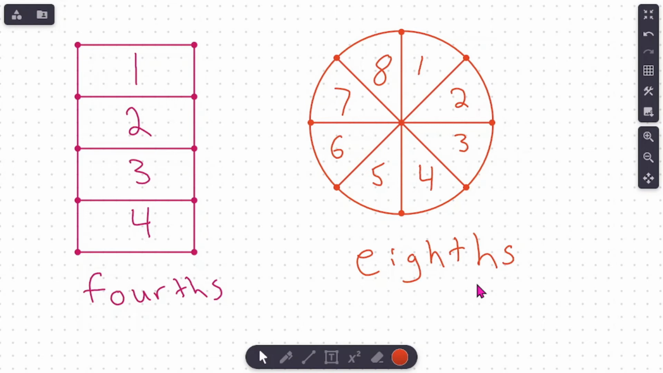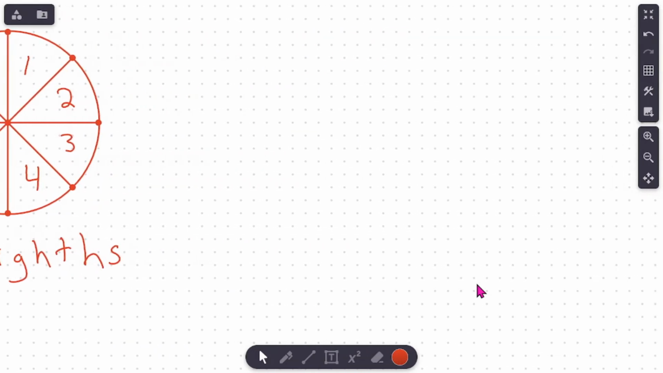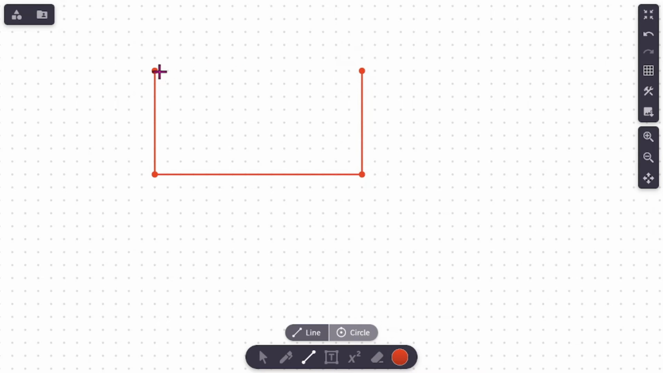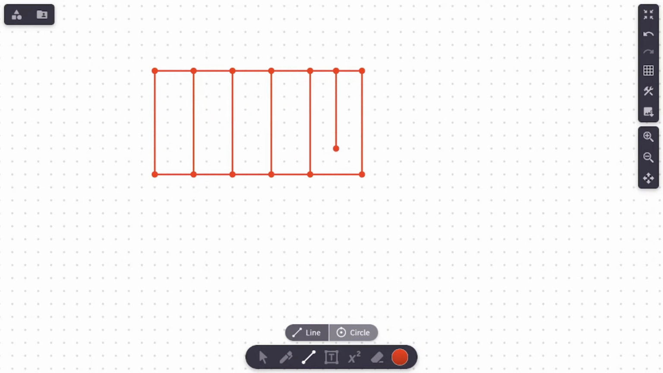Okay. I'm going to put a couple shapes up here, and I'm just going to ask you some questions and see if you can identify which one is the correct one. Before I do that, there is one other size that we can divide things up into that's really important for you to know. We've done thirds, and we've done halves, and we've done fourths, and we've done eighths. Well, there's one other one I want to do here.